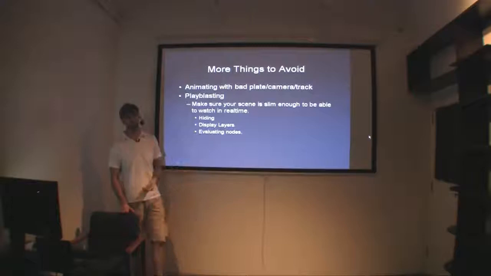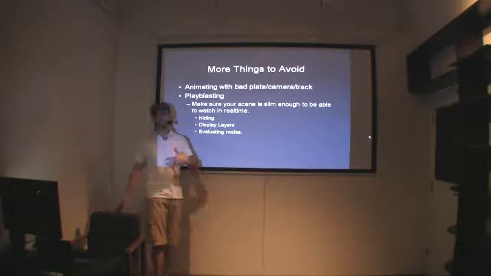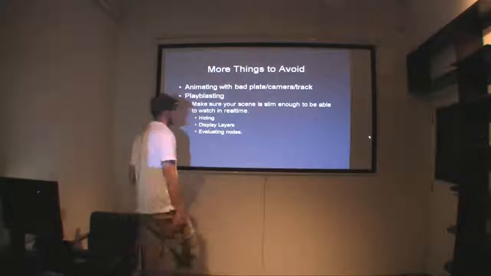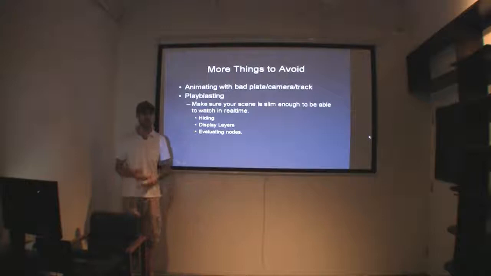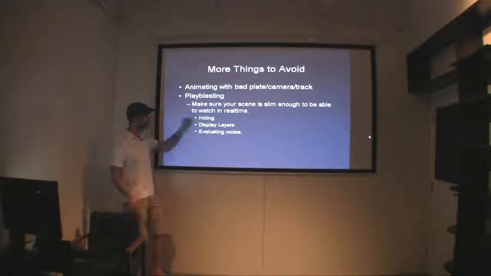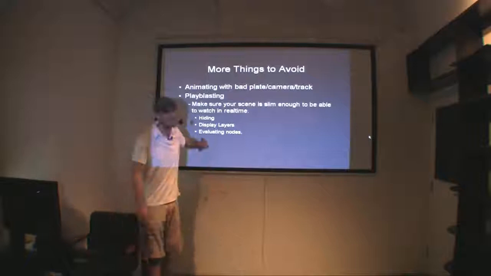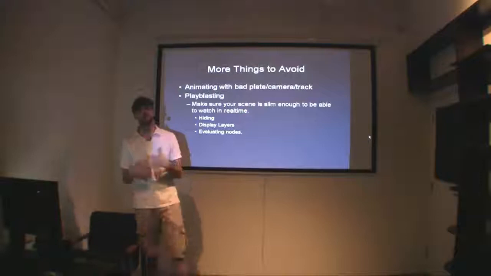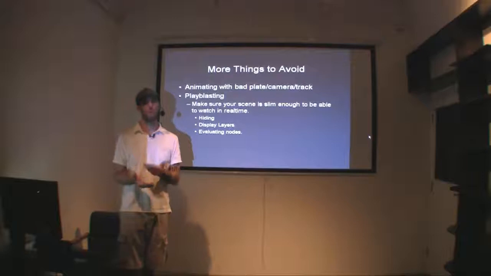The problem I have with play blasting is if your character rig is so complex that you can't just hit play to see your animation at speed, then you need to get a slimmer character rig. You need to either ask your supervisor or TD, or figure out a way to make your scene fast enough to be able to watch in real time by hiding, using display layers, or turning off some evaluating nodes. Don't do the last one if you don't know what that is. But Dave Burgess's point and mine were the same, which is there's no replacement for watching your animation at speed. So always watch it at speed when you're judging it. Okay.